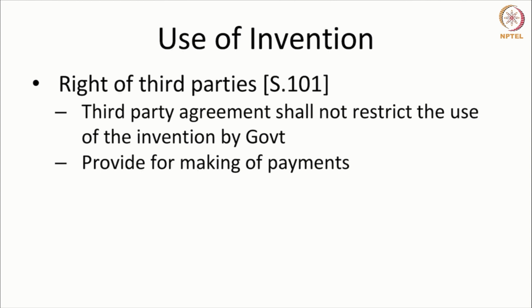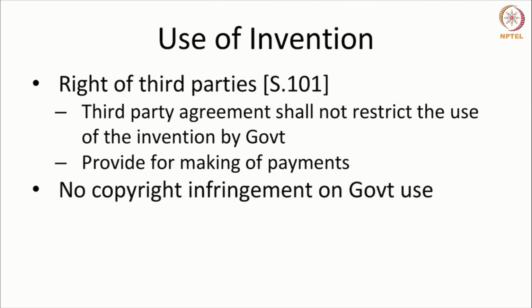Now, third-party rights are also factored in when the government uses the invention. A third-party agreement shall not restrict the use of the invention by the government. For instance, the patentee has an agreement with a licensee that the patentee will not give this to anybody else but the licensee. Such a third-party arrangement will not affect or restrict the use of the government. But if the third party is a beneficiary who is entitled to receiving the payment, then such arrangements can be made for making payments to the third party.